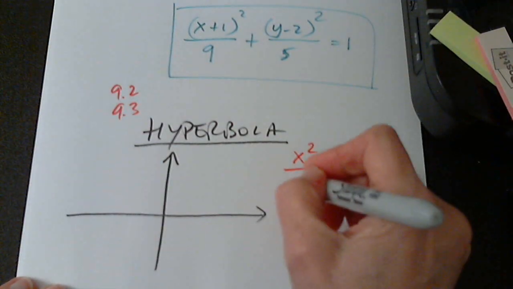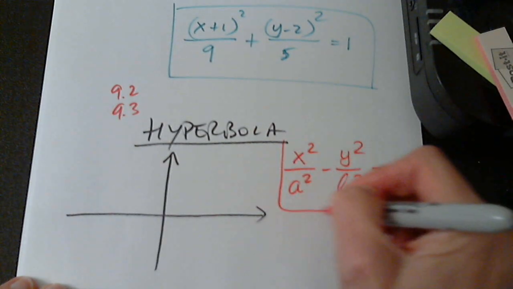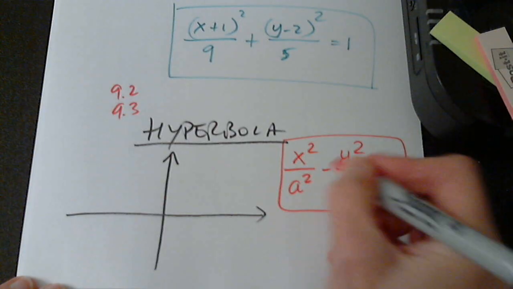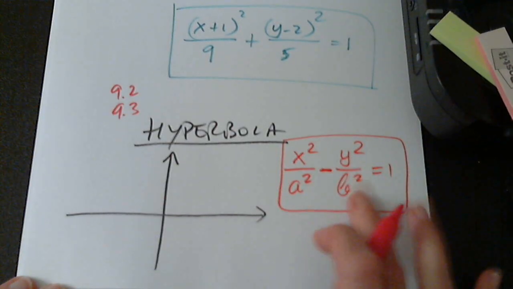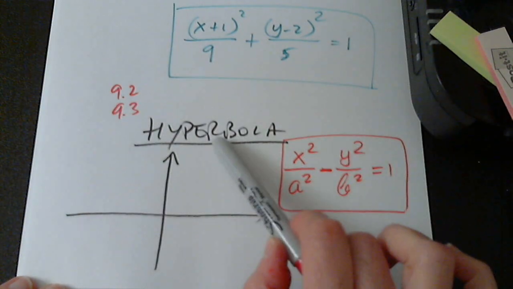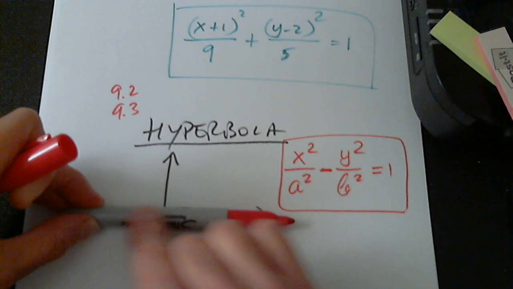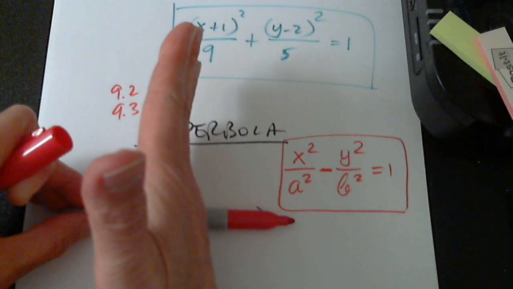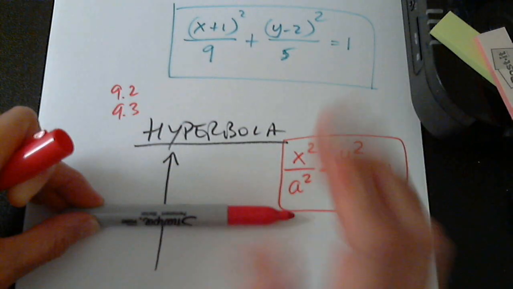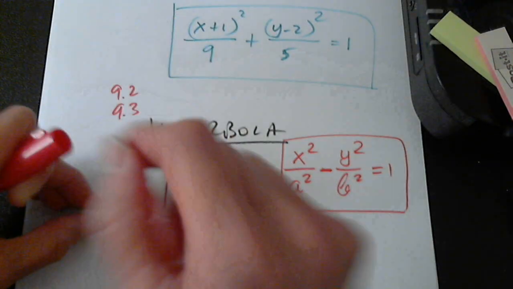So x squared over a squared minus y squared over b squared equals 1. Very similar to the ellipse, but with a minus. If it's minus, the hyperbola will have the transverse axis horizontal. And this is the conjugate axis. It's transverse and conjugate, not major or minor.